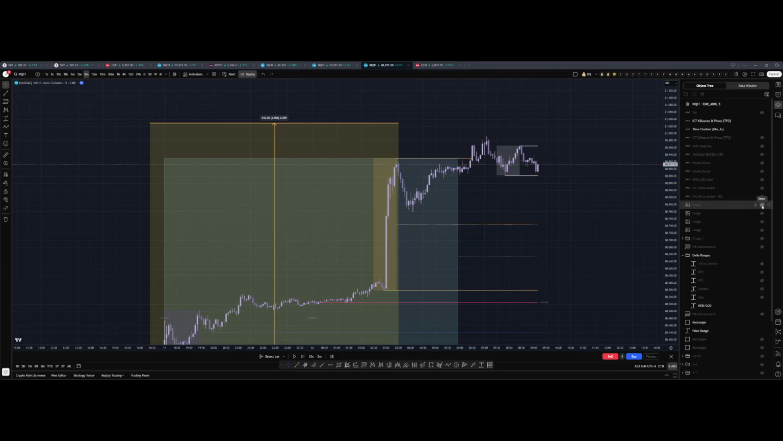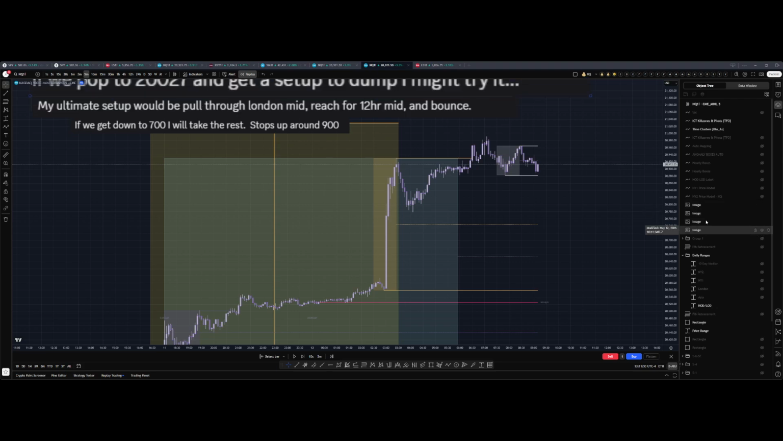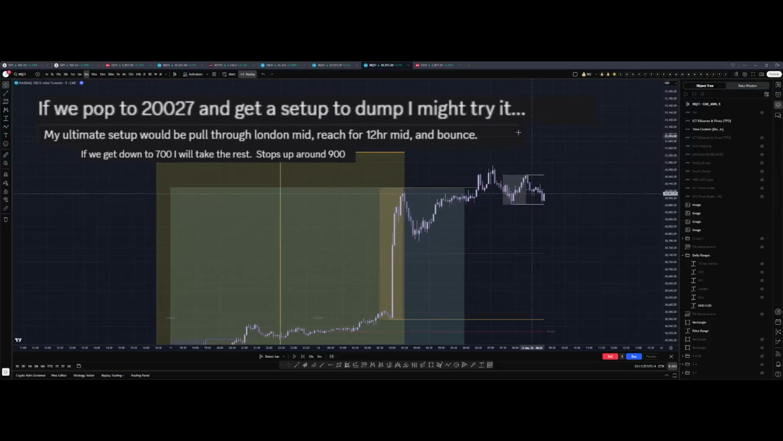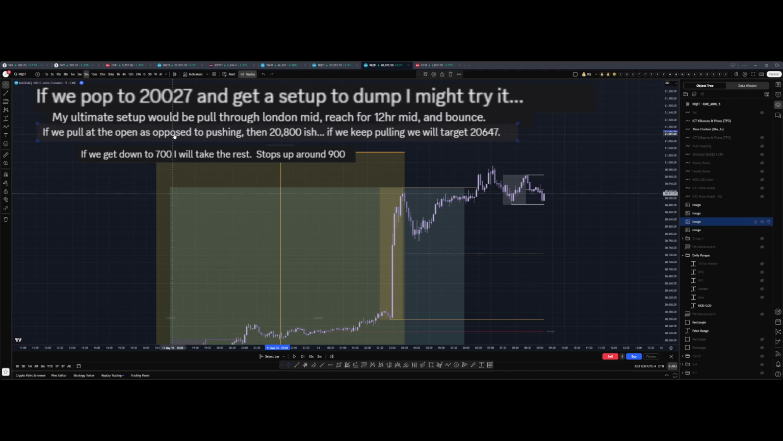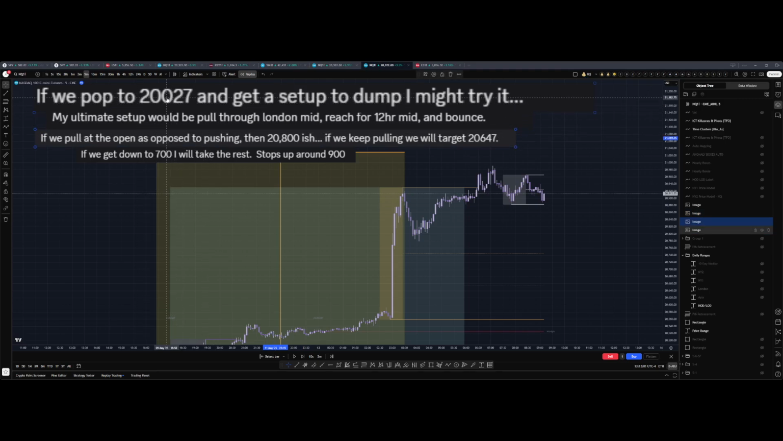All right, so this morning we talked about this. All right, and so we talked about, let's see here. So if we pop to that area up there, that's supposed to be 21,000, but it's not. It said 20. I meant 21,027. And we get the setup to dump. Like, that's the area up here, right? Into this high range here to get that butterfly completion.